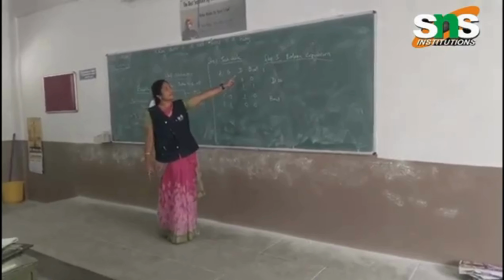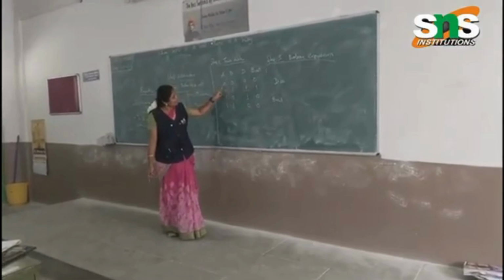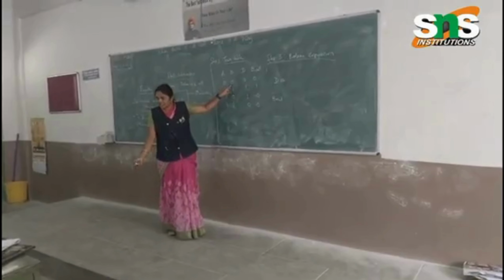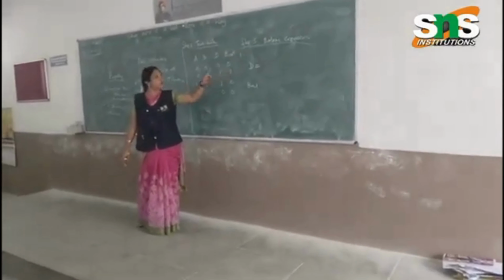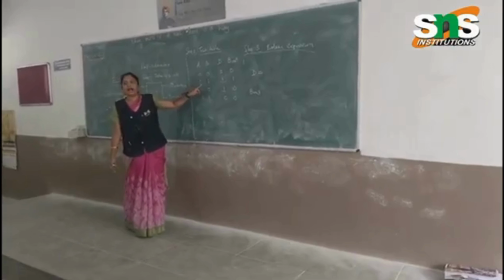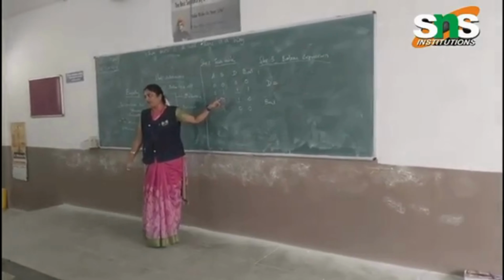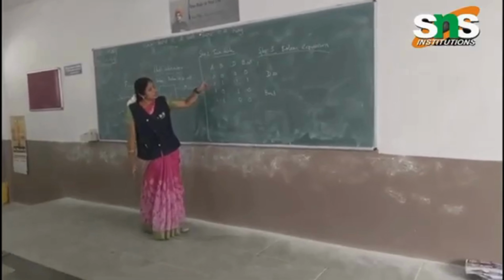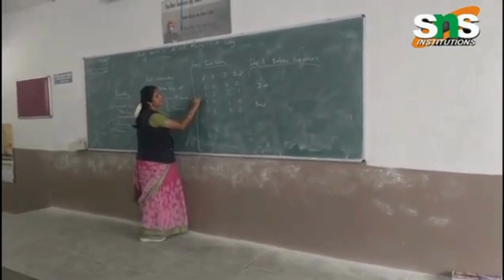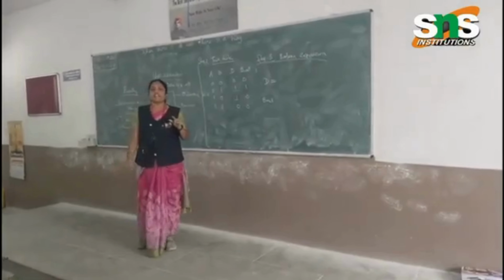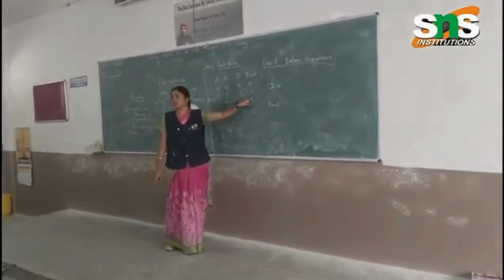The outputs are difference and borrow out. If we subtract 0 and 0, the difference is 0. Is there any borrow? No, so the borrow is also 0. If we subtract 0 and 1, that is, from 0 we are subtracting 1, we have to borrow 1 from the previous one. That is a borrow, and if we borrow 1, it is 10 minus 1. What is the output of 10 minus 1? That is 1. So the difference is 1 and the borrow is also 1.